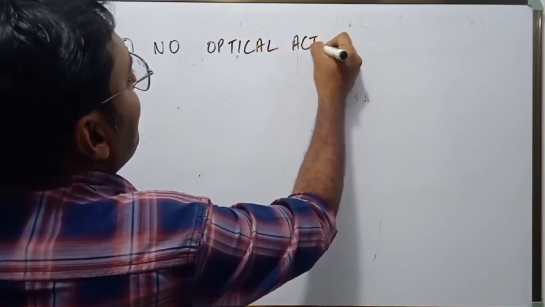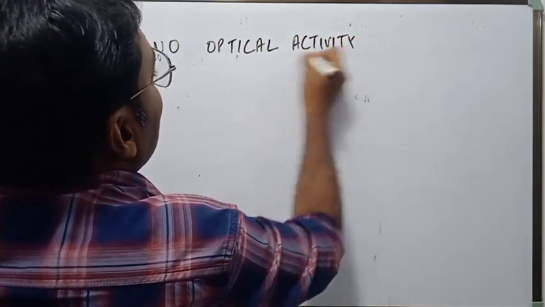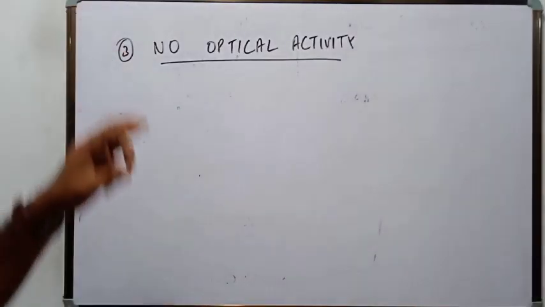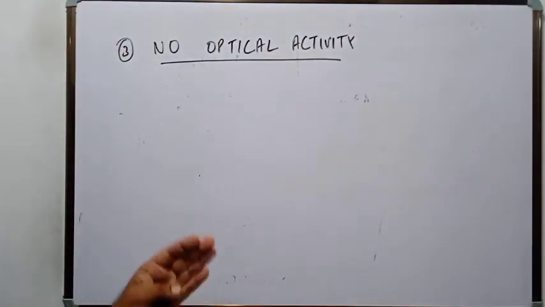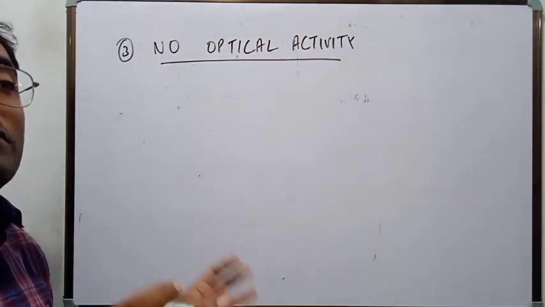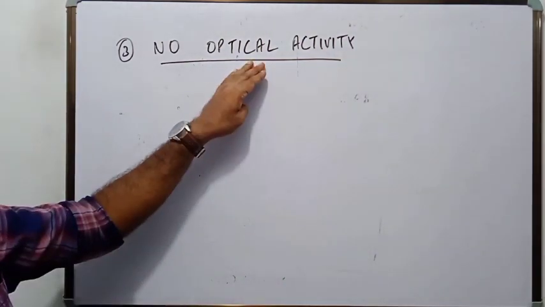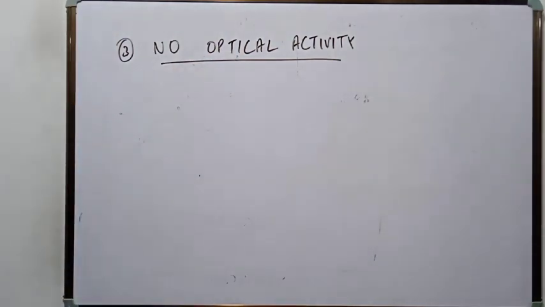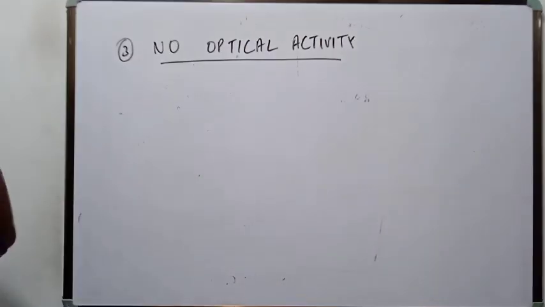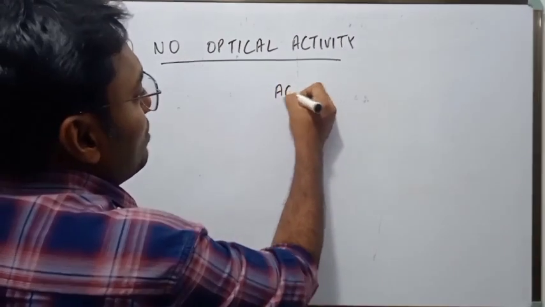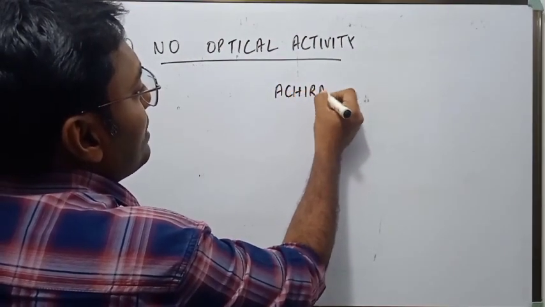We know what optical activity is: the activity exhibited on plane polarized light. Some compounds can shift the plane of polarized light to the right, and some can shift it to the left. That activity is called optical activity. Achiral compounds don't show any kind of optical activity.